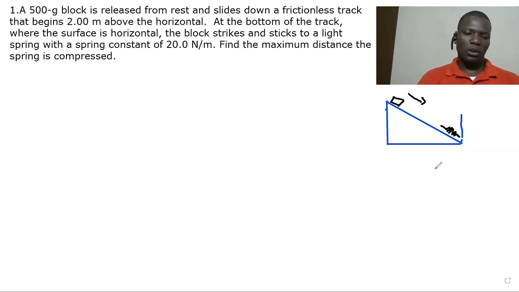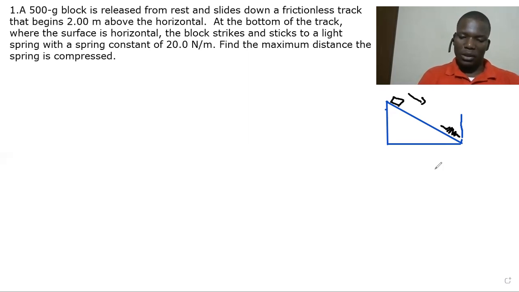So the first question was a 500-gram block is released from rest and slides down a frictionless track that begins 2 meters above the horizontal. At the bottom of the track, where the surface is horizontal, the block strikes and sticks to a light spring with a spring constant of 20 Newton per meter. Find the maximum distance the spring is compressed.